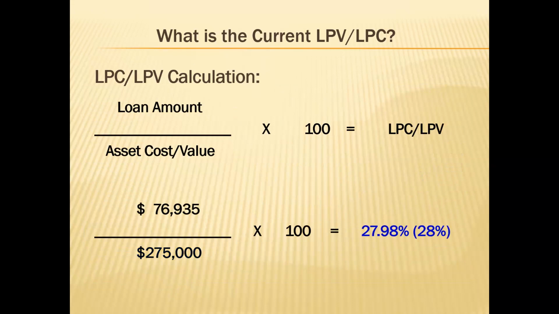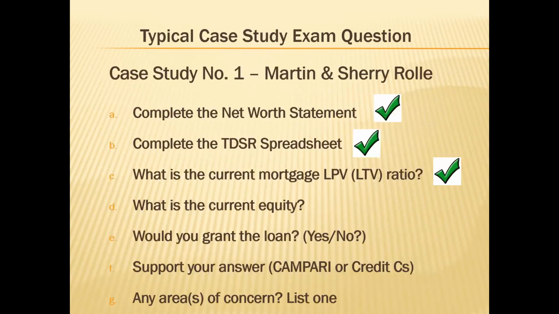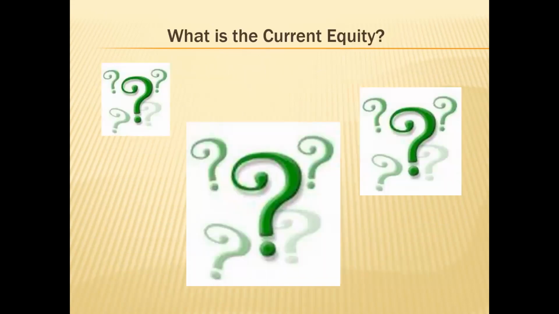28%, yes, okay. Or for those who want to use the decimal points, 27.98 or 28%. And like I said, you can also get those figures from the net worth statement, the value on the asset side and the balance on the mortgage on the liability side. Okay, so we've completed the LPV. Let's look at equity.